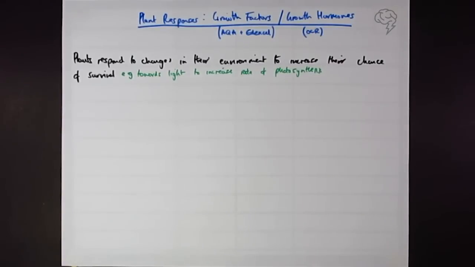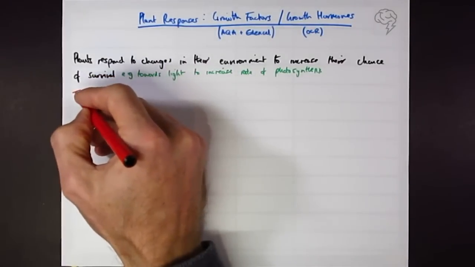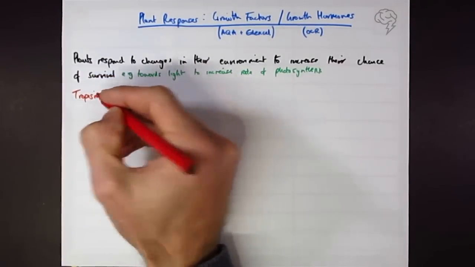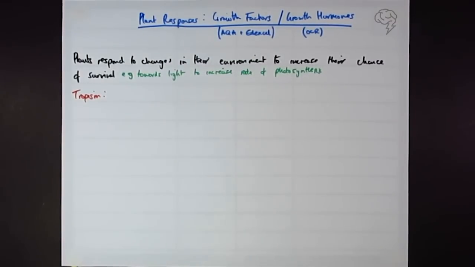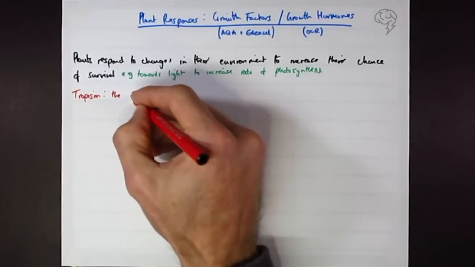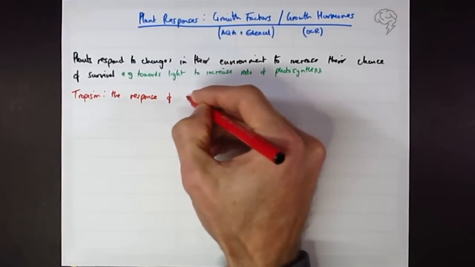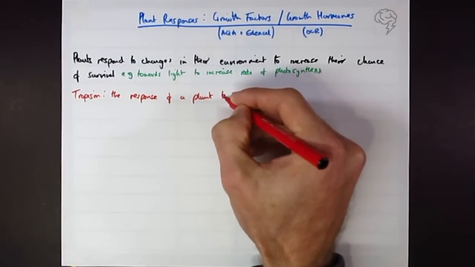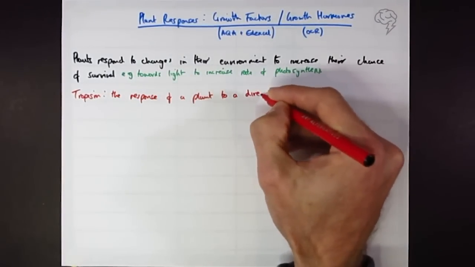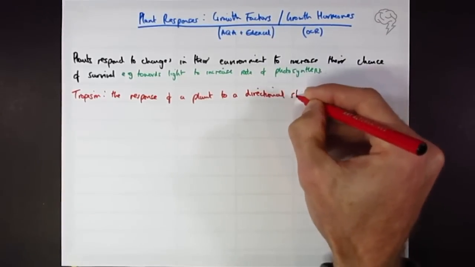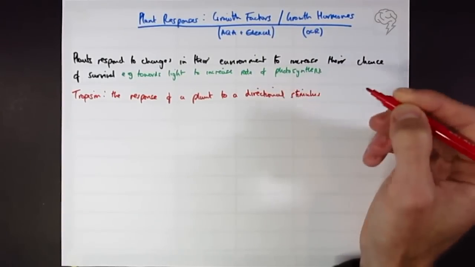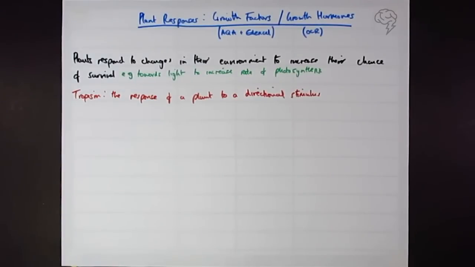A key term that's going to be pretty essential for us to use throughout this lesson is tropism. So what is a tropism? It's the response of a plant to a directional stimulus, and I'll explain what that means in a moment. A directional stimulus is one that's coming from a particular direction.